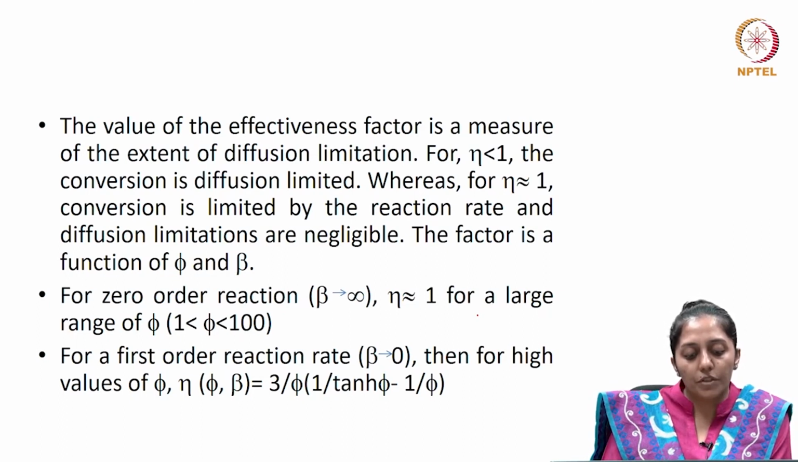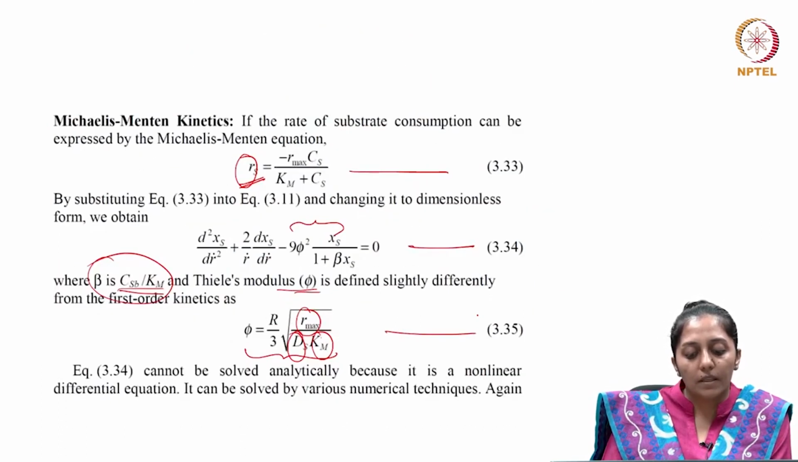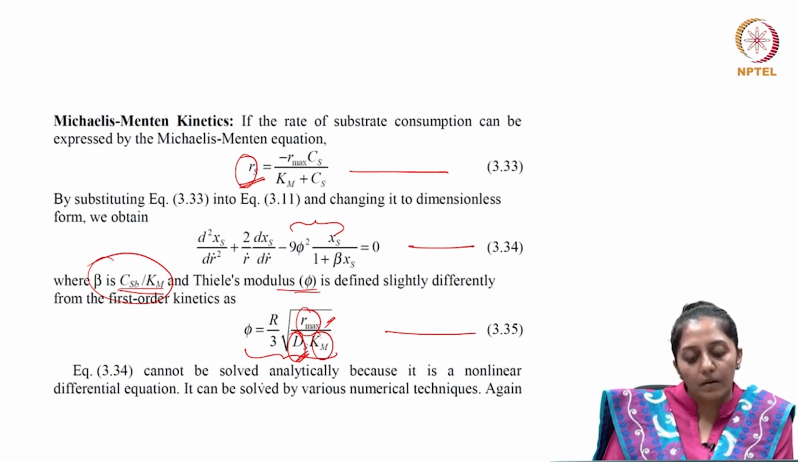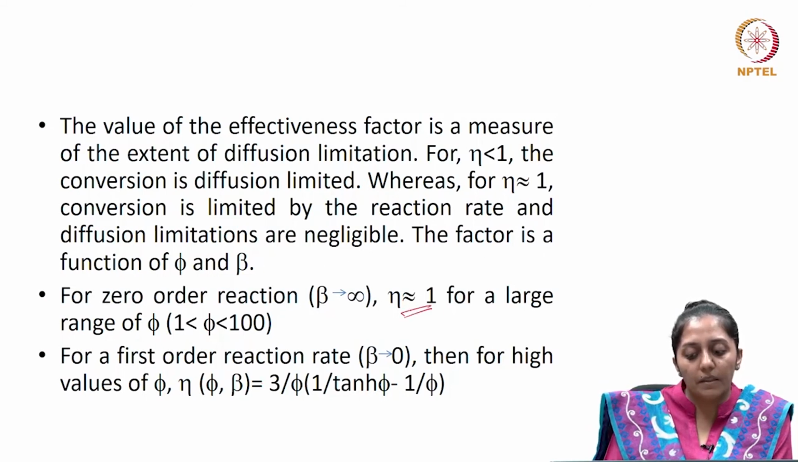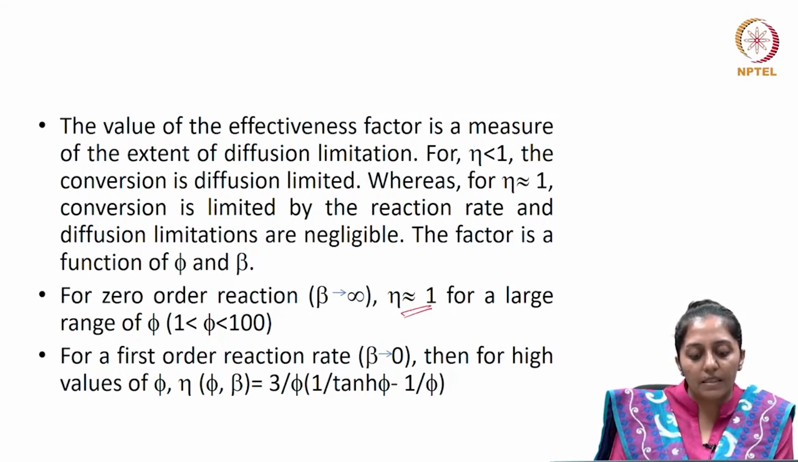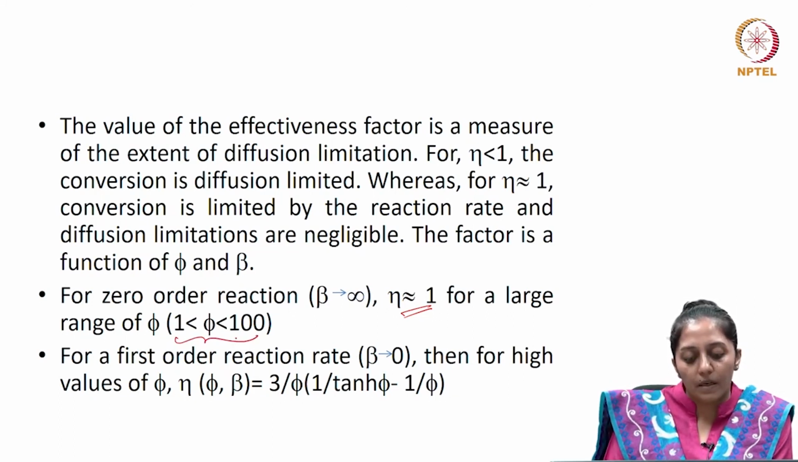Now, if you remember to visualize this, what was Thiele modulus? The Thiele modulus was the maximum reaction rate to the diffusion rate. So, for a wide range of Thiele modulus, the reaction rate will be higher than the diffusional rate because the substrate is in excess. So, your effectiveness factor will be nearly equal to 1, and this range of phi is given as between 1 to 100.